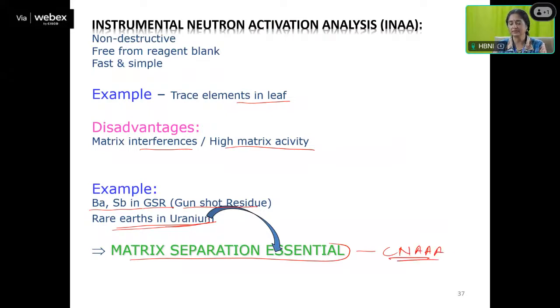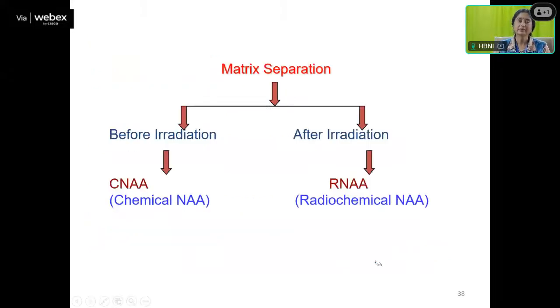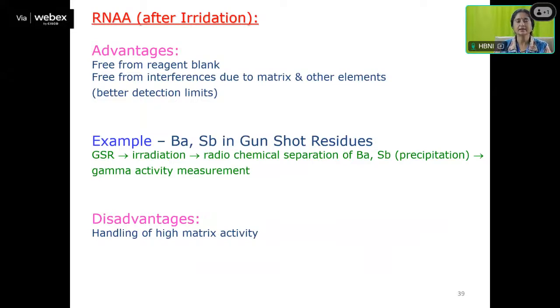So beforehand you have to separate the matrix, so you have to go for CNA. Now matrix separation, as I have told you earlier, is either before irradiation or after irradiation: before irradiation it is CNA, and this is the RNA. Now the RNA advantage is that it is free from reagent blank, because you are irradiating your sample and then processing. So whatever contamination there is will not get activated, because you have already irradiated the sample.